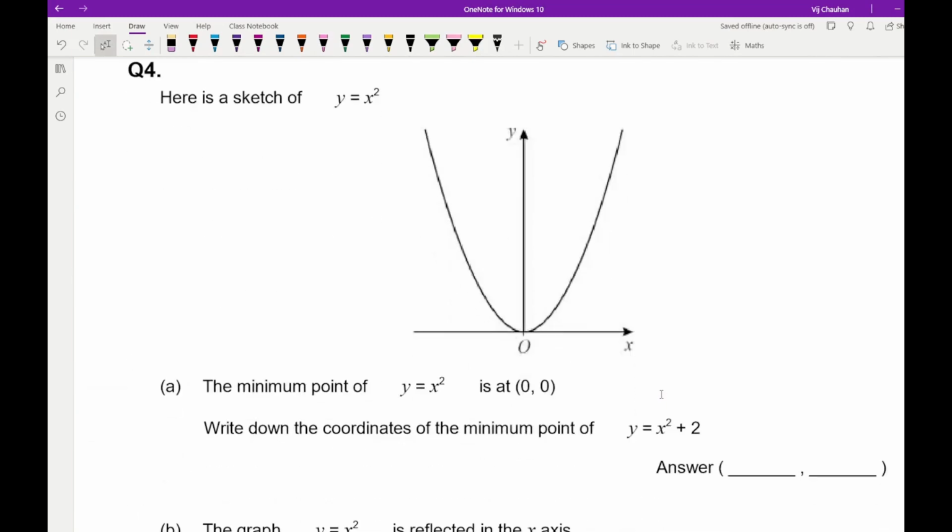Moving on to question 4, it says, here is a sketch of y equals x squared, and it says for a, the minimum point of y equals x squared is at (0, 0) at the origin. Write down the coordinates of the minimum point of x squared plus 2.